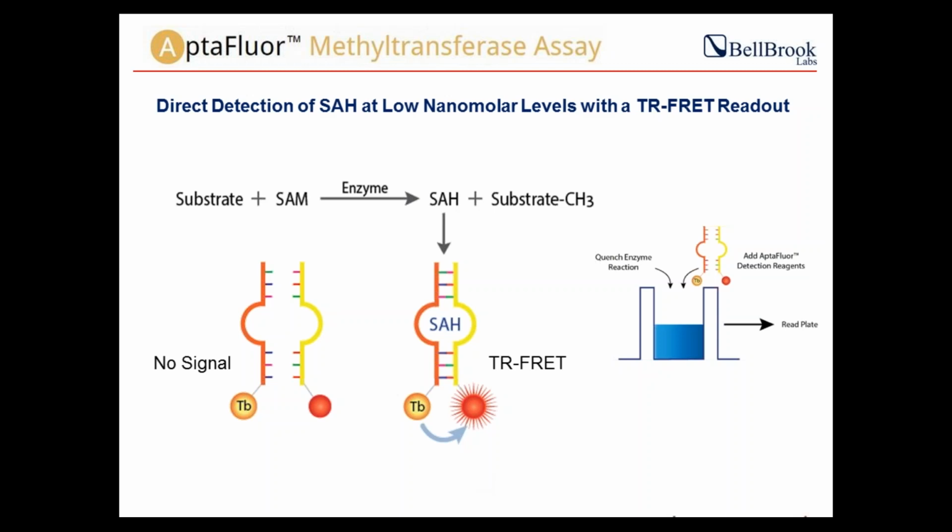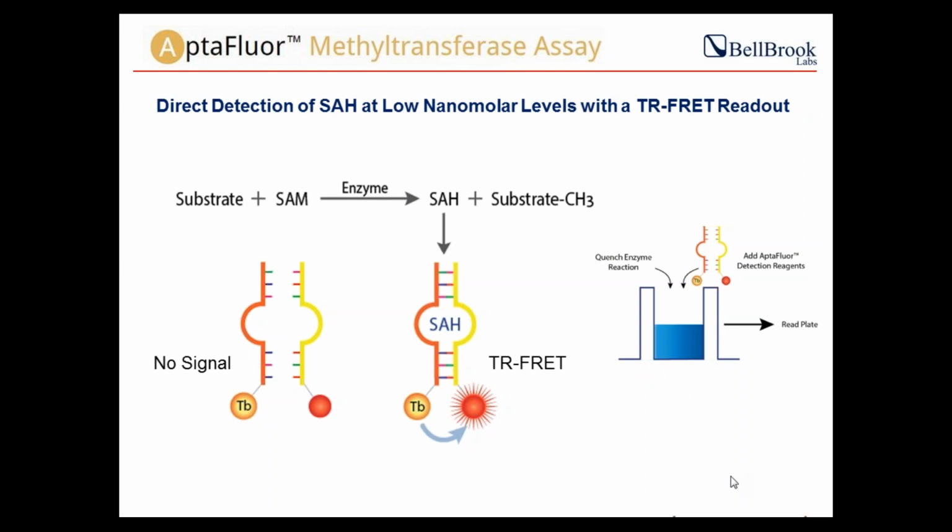The DyLight 650 is the far red fluorophore that we use, and far red fluorophores are known to minimize interference from fluorescent compounds and light scattering. So that helps in minimizing false positives in the assay.